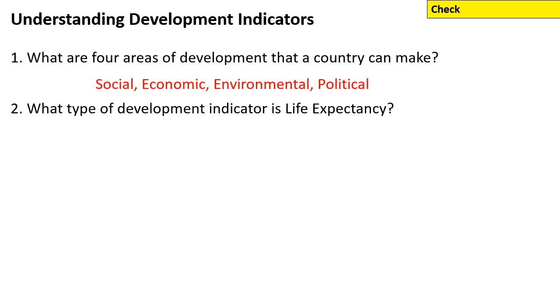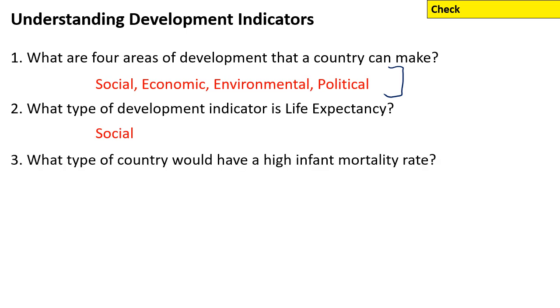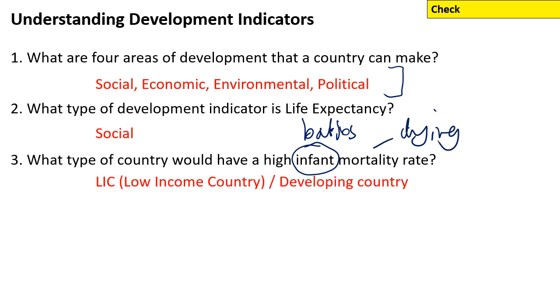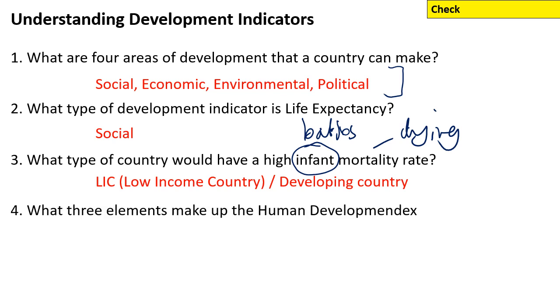What type of development indicator is life expectancy? So choose from the 4 above. That is a social development indicator. Number 3, what type of country would have a high infant mortality rate? So what type of country would have lots of babies dying? A low-income country, a country that is developing very slowly.